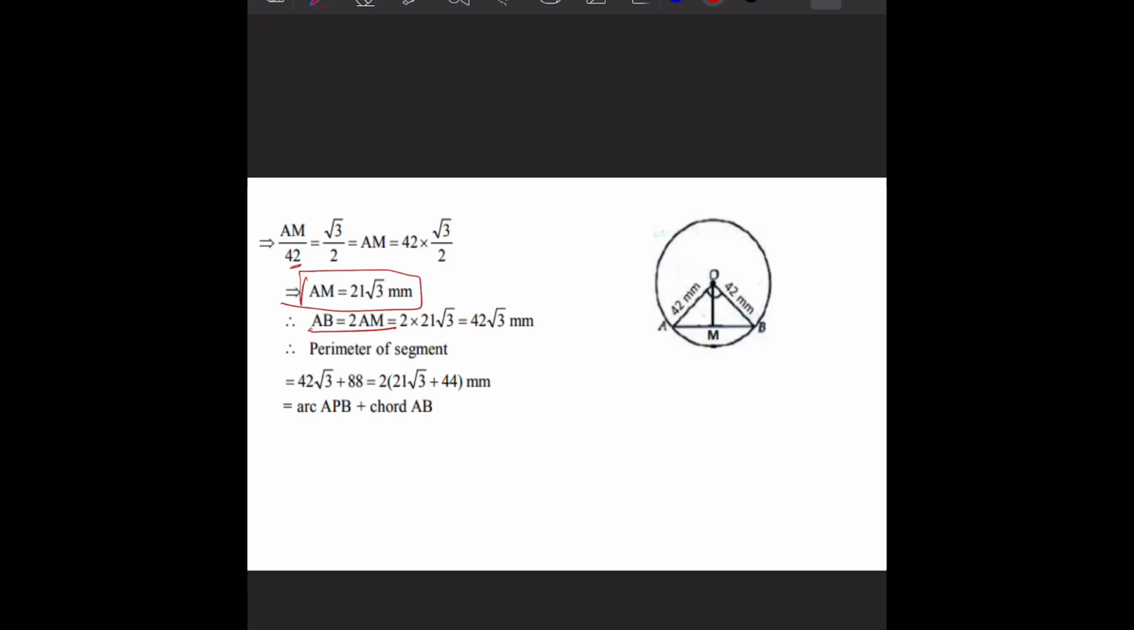Then what will be the perimeter? I got the segment, I got the length, and I got the chord. This will be your chord, and this is your length of arc. So this is the final addition, and this is your final answer. Moving on to the next.